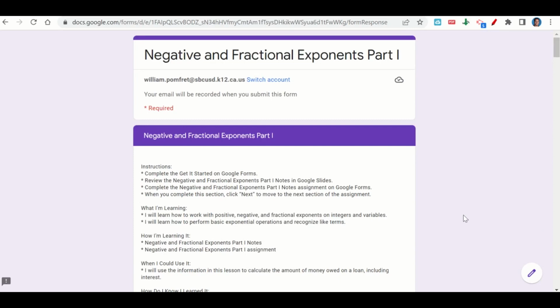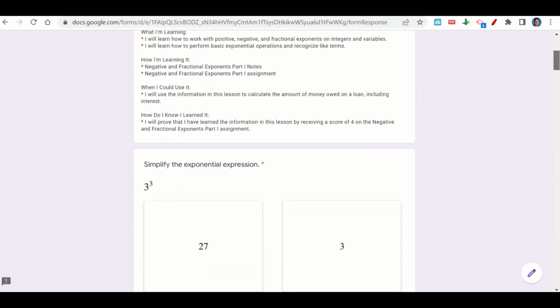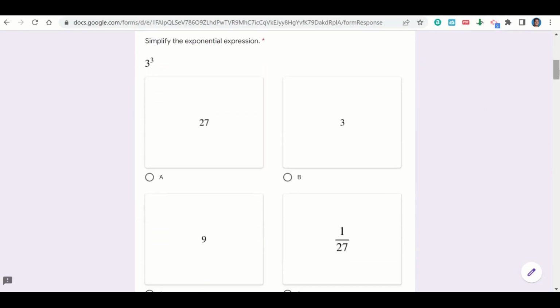Now let's look at the negative and fractional exponents part 1 assignment. Our assignment begins with our learning goals and success criteria. If we scroll down, we can see the questions. We'll look at our questions for today.